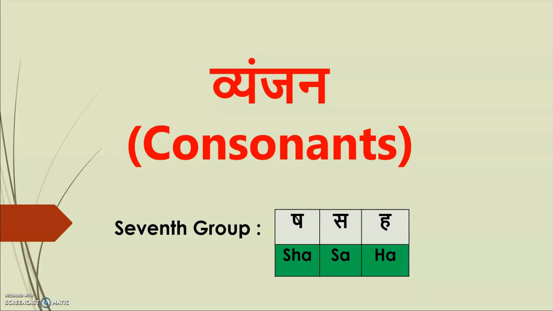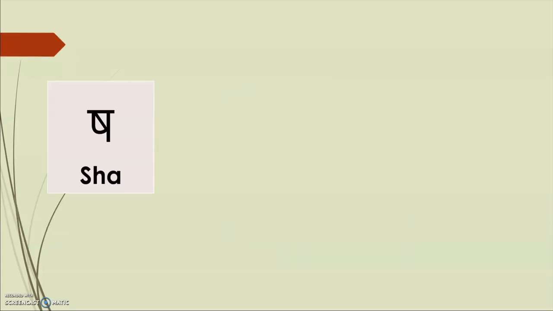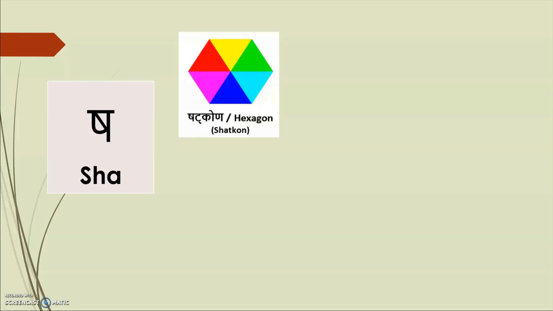So let's begin. Now we have two Shs. In the sixth group, we had one Sh, and in the seventh group, we have another Sh. So this is also Sh. In the first picture, we can see a hexagon. Hexagon in Hindi is called Shatkon. It is called Shatkon.